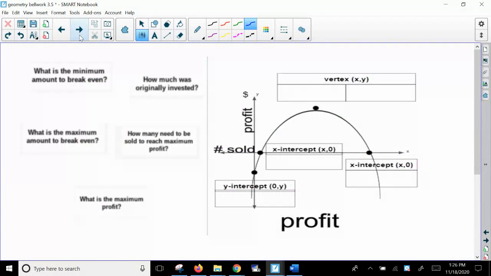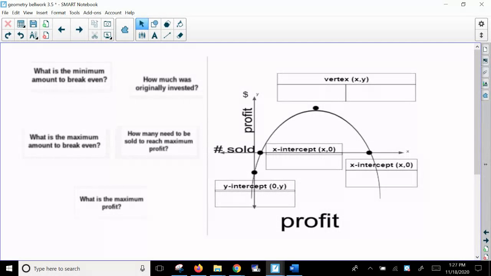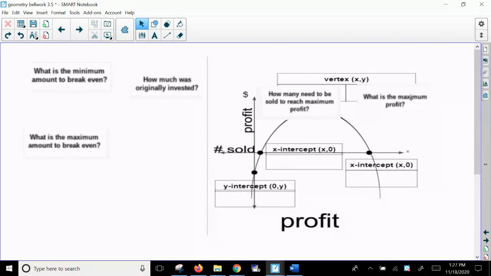So now let's look at it in terms of a quadratic graph, in terms of the parabola. So same parabola. What you notice is you still have a vertex. Your vertex will still represent the maximum. But in this case, how many need to be sold to reach maximum profit? And what is the maximum profit? So your x coordinate is how many you need to sell to reach maximum profit. And your y coordinate is your maximum profit.